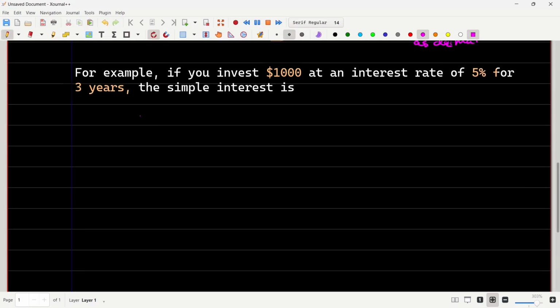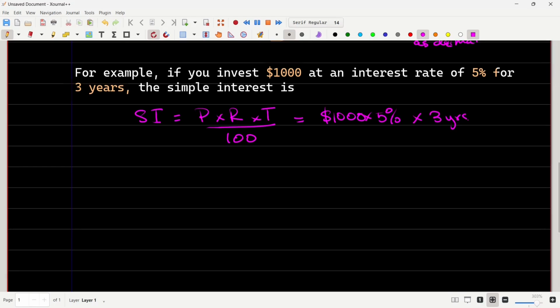So I'm going to say that the simple interest is going to be equal to the principal times the rate times the time divided by 100, and the principal is 1,000 times the rate, which is 5%, times the time, which is 3 years, all divided by 100. 2 zeros cancel here. 5 by 10 is 50, and 50 by 3 is 150. So our interest would be $150.